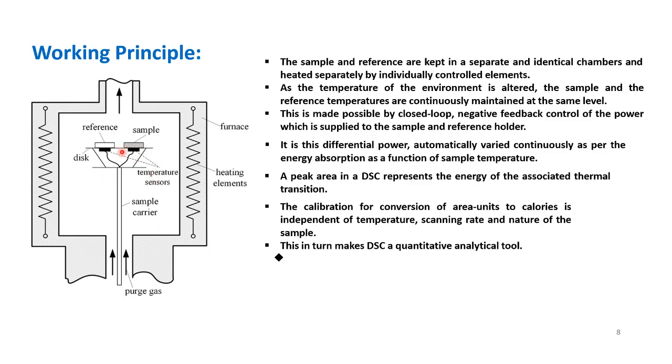So that is how the principle of this DSC works, and the area between the DSC curves, I'll talk about it, needs to be analyzed. It can be either energy absorption or energy dissipation, which we can get from the curve, basically from the energy flow. The calibration for the conversion of area unit to calories is independent of temperature, scanning rate and nature of the sample. So this is basically a quantitative analytical technique.